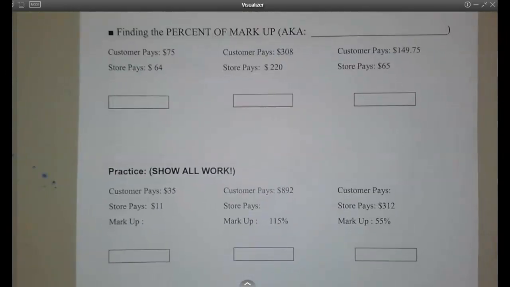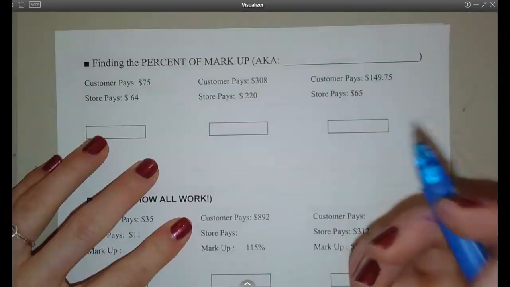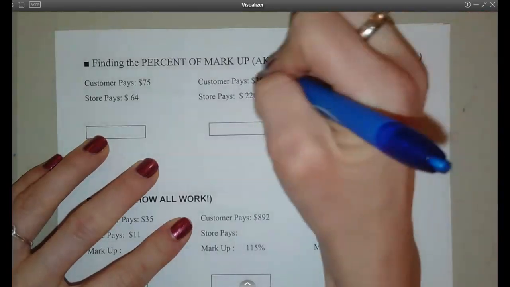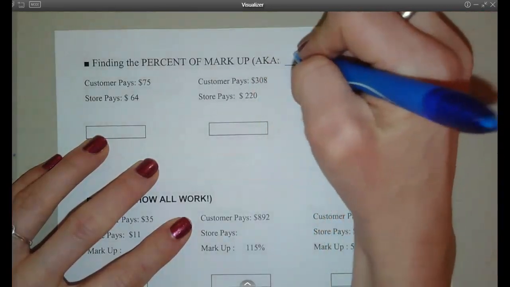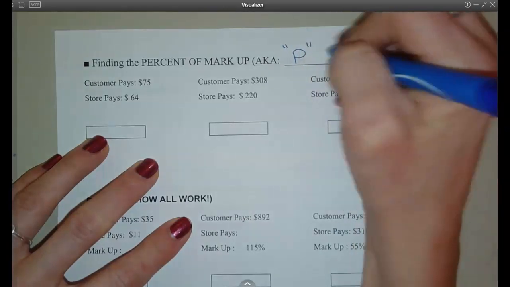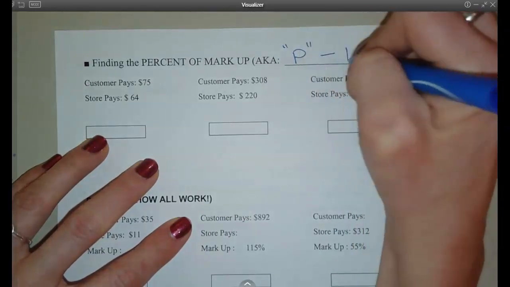So now we're finding the percent of the markup. And what's important to remember here is that when we solve for P, it's always going to be P, but then minus 100.